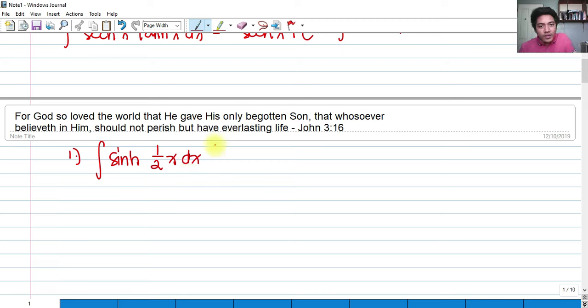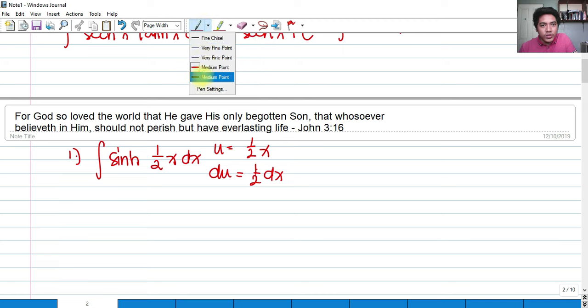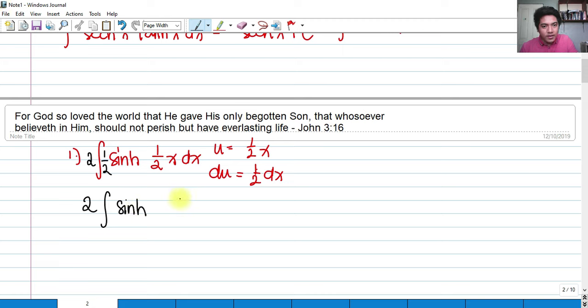So we have to let u be 1/2 of x, and du be 1/2 dx. In other words, we will be using u substitution here. So we have du is 1/2 dx. This does not have a 1/2, so we're going to have a correction factor of 1/2, and of course the reciprocal of this correction factor outside of the integral sign. So we have 2 times the integral of hyperbolic sine of u, which is 1/2 x, and then we have 1/2 dx, that is equivalent to du.